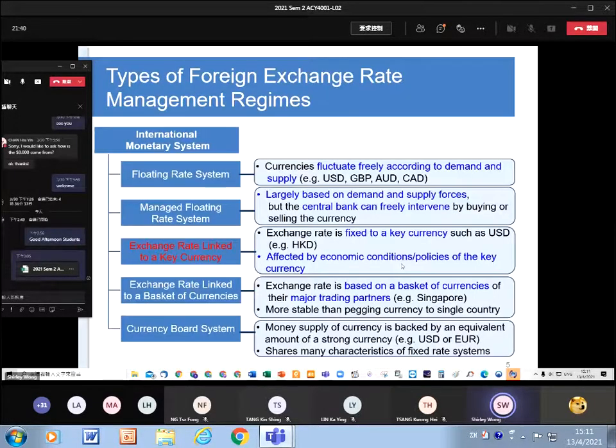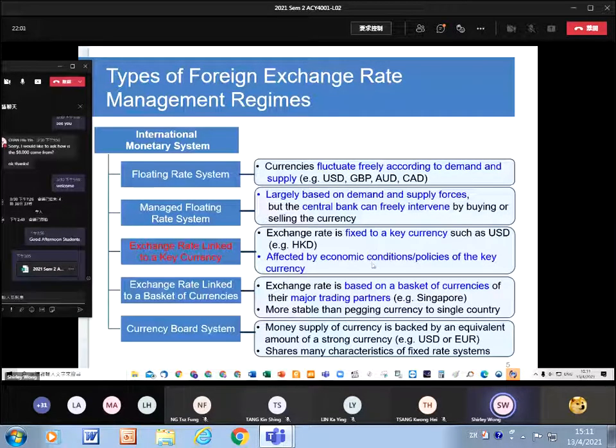And now, how about nowadays? What is the monetary system? In Hong Kong, we are using the exchange rate linked to the key currency. 香港用緊聯繫匯率. So for this, we find a key currency, that is the US dollar. And then our Hong Kong dollar exchange rate is fixed to the US dollar.